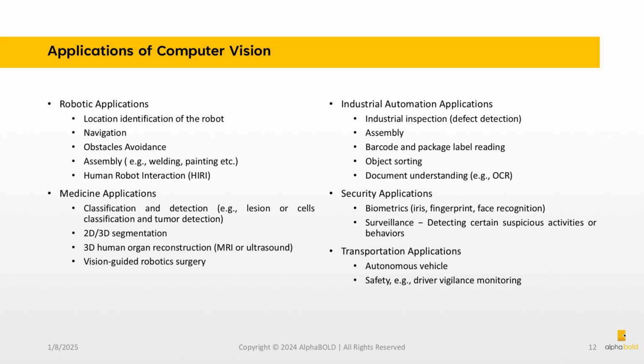Vision-guided robotic surgery. Industrial automation applications: industrial inspection, defect detection, assembly, barcode and package label reading, object sorting, document understanding, e.g., OCR. Security applications: biometrics, iris, fingerprint, face recognition; surveillance, detecting certain suspicious activities or behaviors. Transportation applications: autonomous vehicle, and safety, e.g., driver vigilance monitoring.